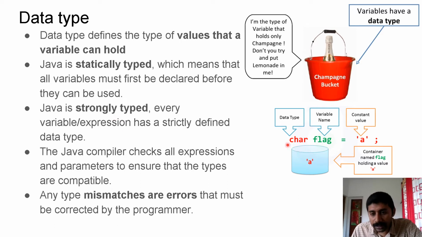Here you can see an example of a variable declaration. char flag = 'a'. So you are declaring a variable named flag and its data type is char. char is the keyword used to represent a character data type. And we are doing the initialization also. You are storing a character value 'a'. So this keyword char represents the data type, then the variable name, then the initialization value. So that's all about the concept of data type.